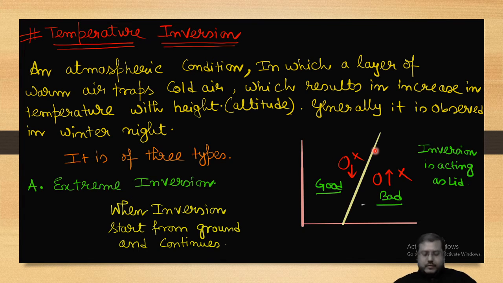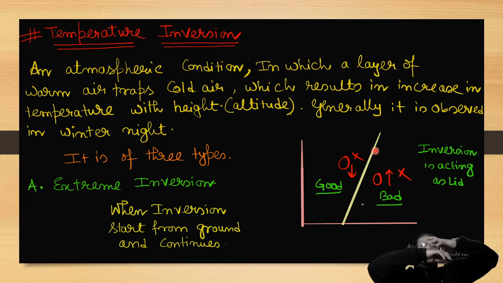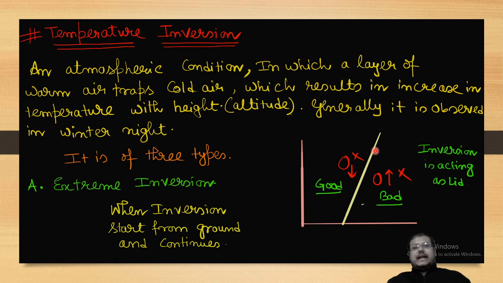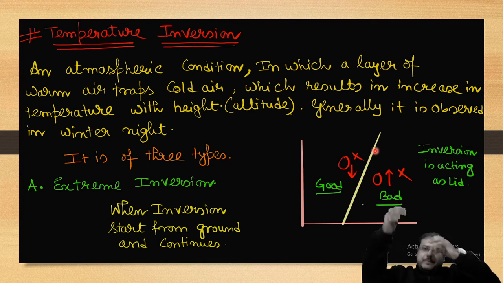Now we are going for a very important thing which is called temperature inversion. This is an atmospheric condition in which a layer of warm air traps the cold air. मतलब नीचे cold air, ऊपर warm air. It generally occurs in winter night. इसका मतलब क्या है, जब हाइट बढ़ेगा आपका टेम्परेचर भी बढ़ रहा है.